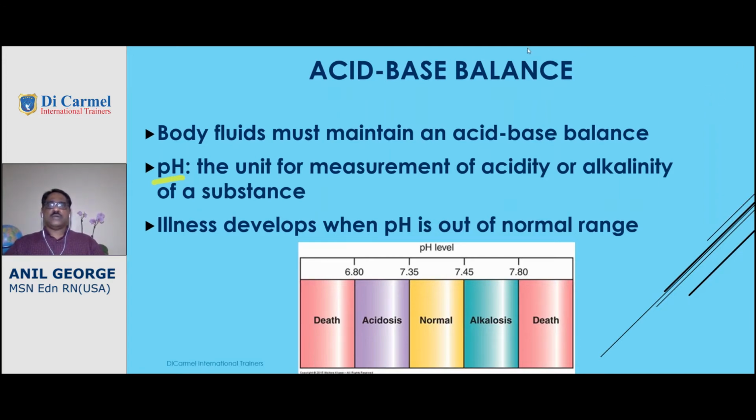So let's look into this image. As we can see, the pH has a normal range, which is 7.35 to 7.45. When it's less than that, it is acidosis. When it goes more, it is alkalosis. Our body cannot survive beyond a certain limit. If it goes below 6.8, that is severe acidosis, or if it goes above 7.8, the body cannot survive. Death would be the result, as we can learn from here.